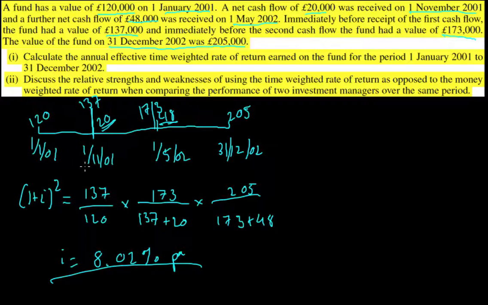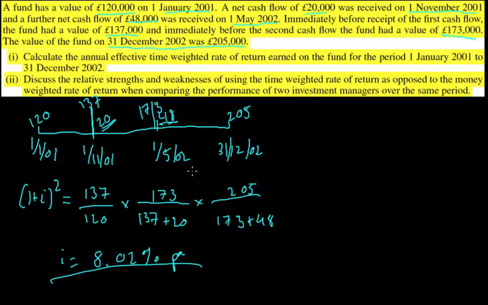One of the weaknesses though is that we need so much more info. We can't just rely on 120 turning into 205. We have to know 120 turned into 137, then we added 20, turned into that, we added this, turned into that, which is a lot more information. But it does make it a bit fairer for doing that.